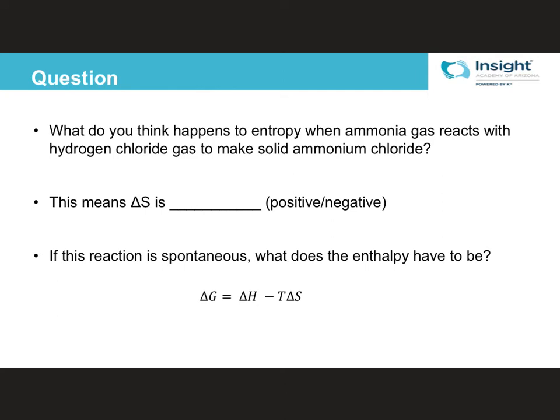So let's think about this. What do you think happens to entropy when ammonia gas reacts with hydrogen chloride gas to make solid ammonium chloride? We're taking two gases and forcing them to become a solid. So our delta S in this case is going to be negative. We're going from randomly moving gases to nice, neat, situated solids.